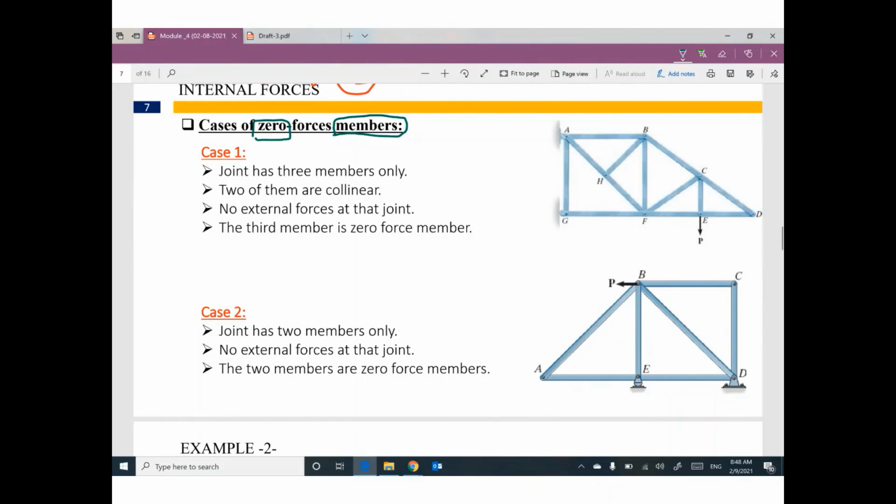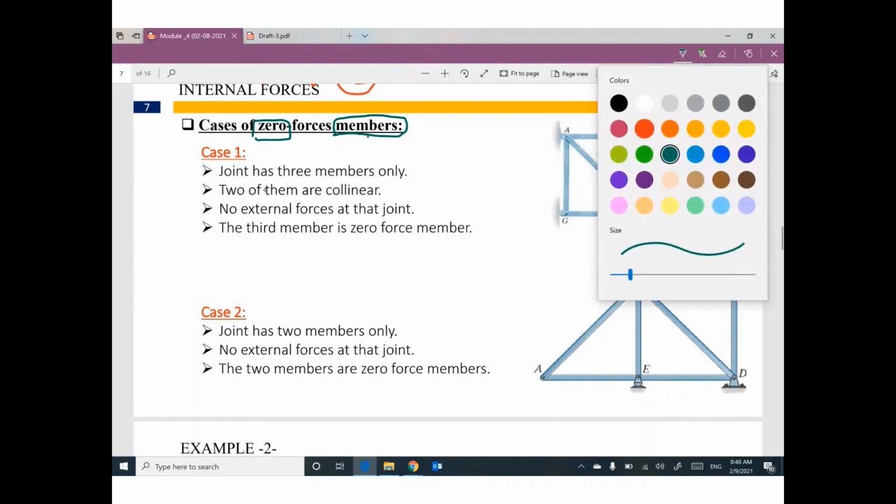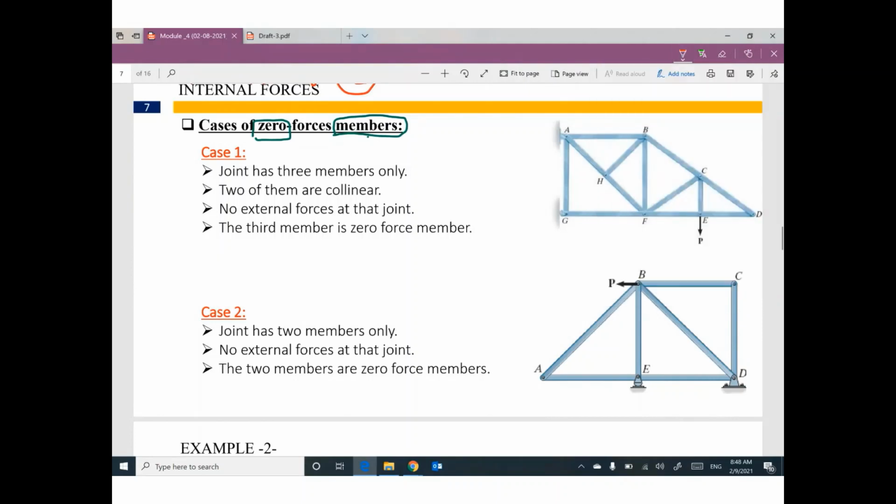These members can be called 0 force members. We have 2 cases. If you found one of them, this member will be 0 force member. Let's try with the first case. The first case, you have to get 3 conditions. Joint with 3 members.